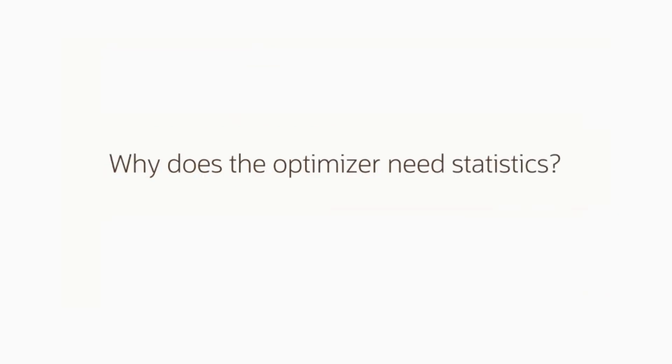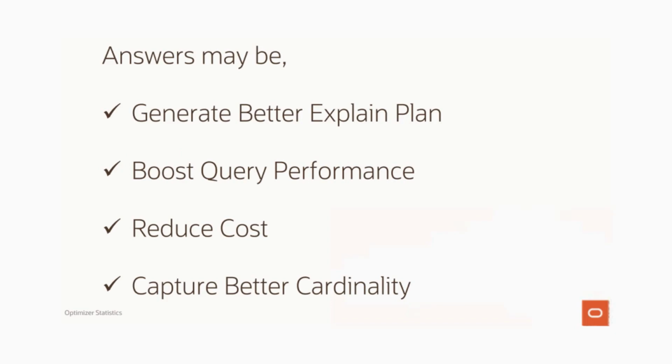So the question was, why does the optimizer need statistics? Because of these things, it will generate the best explain plan. If the optimizer is not aware of the statistics, it will generate a bad execution plan, and it won't boost the query. It will devastate the query. It will badly impact the performance of that query, and the cost will increase.